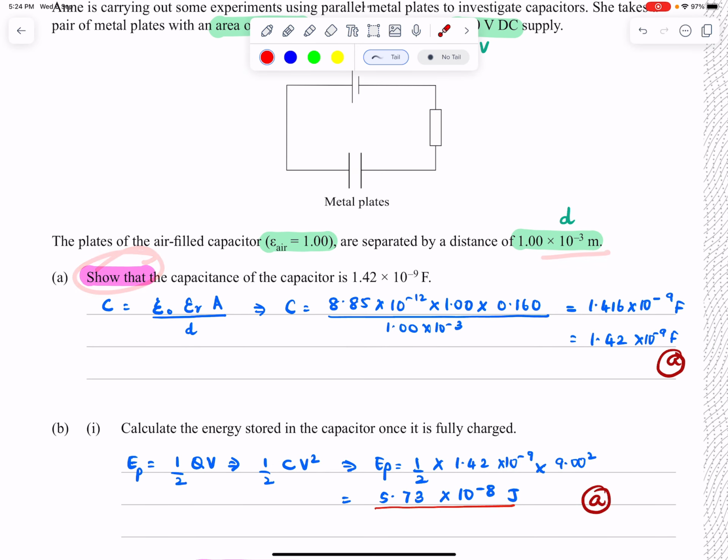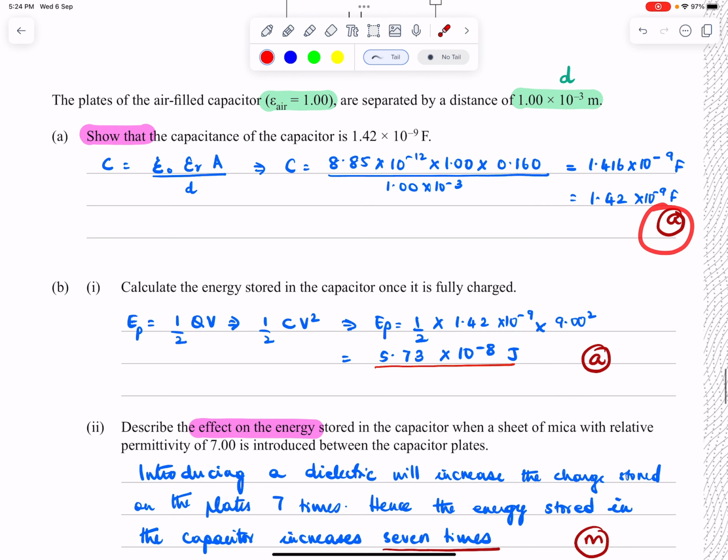Show that the capacitance is so much. So again, for show that, you need to write the formula, substitute, okay? That's your A and D, and you get the answer. So always write the unrounded answer first, and then write this. So for doing that, you get your achieved. Calculate the energy stored in the capacitor once it's fully charged. So energy stored is half QV, or that is same as half CV squared. So you substitute, you get your answer.